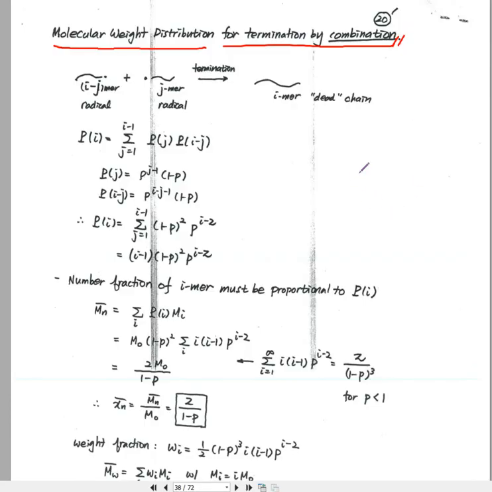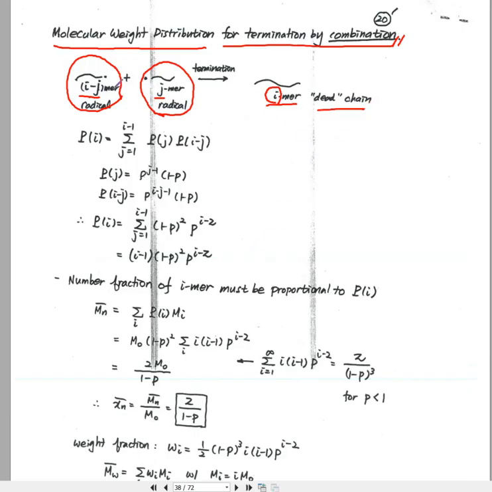So if the termination occurs by combination, let's say that one polymer chain radical with the chain length of i minus j basically terminates with another polymer chain radical with the polymer chain length of j, then we can basically form the polymer chains with the length of i, right? i minus j plus j. But this is not a radical, just the dead polymer chains.